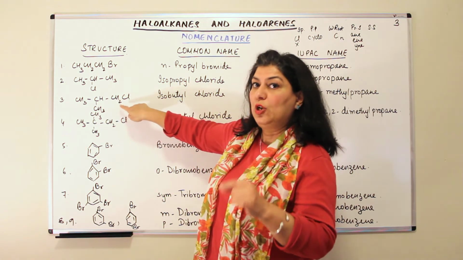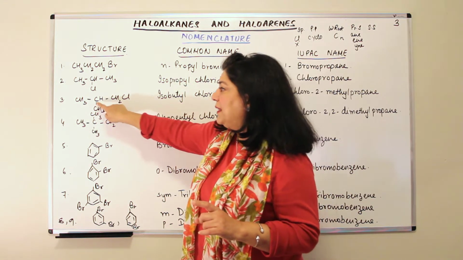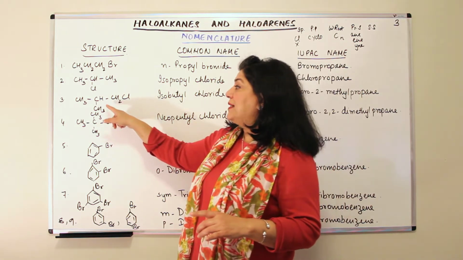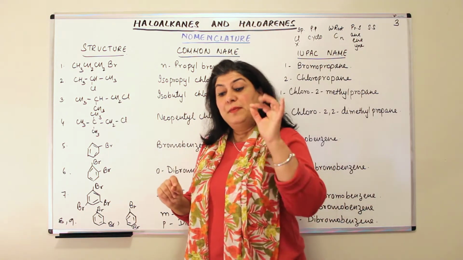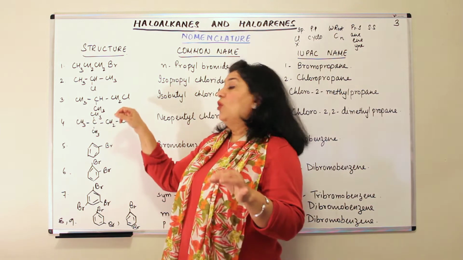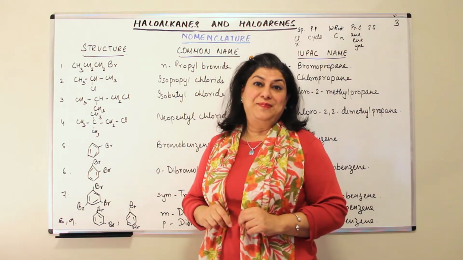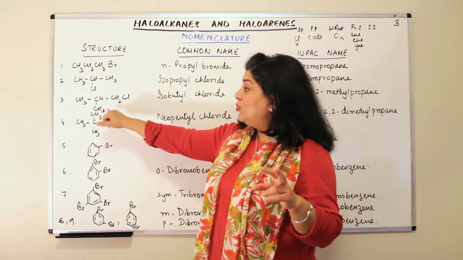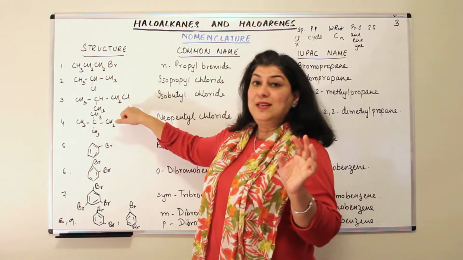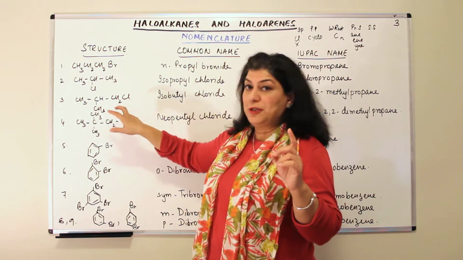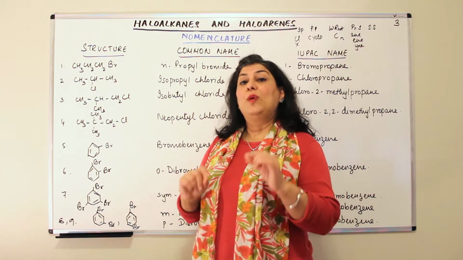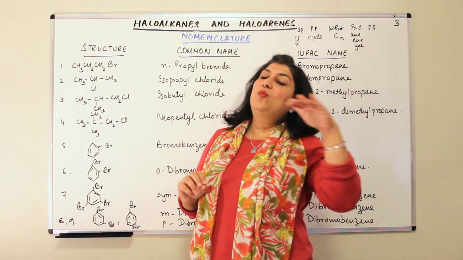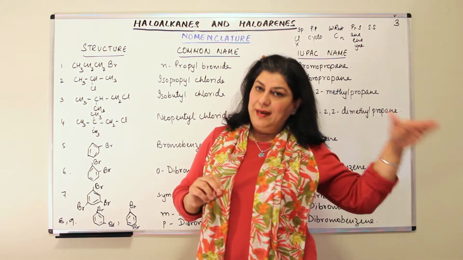So this becomes 1-chloropropane, but there is a methyl group also attached to it, right? And the methyl group is attached to the second carbon. And methyl and chloro, both are substituents. So this has 2 substituents, 2-methyl and 1-chloro. And when you have 2 substituents, you would always write the one which is alphabetically lower first, and then the one which is higher in alphabet, and then write the name.